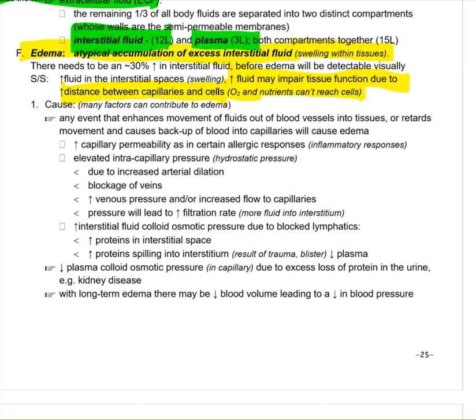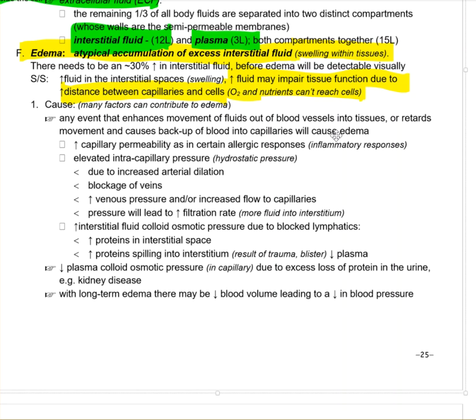Okay? So, any event that enhances movement of fluids out of the blood vessels into the tissues, so anything that makes more fluid go out of the blood vessels into the tissues, or retards movement back into the blood and causes backup in the tissues, will cause edema. So anytime that fluid stays in the tissue and doesn't go back into the blood or go into the lymph, that's going to cause edema.